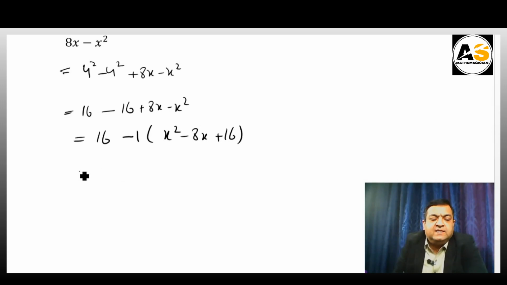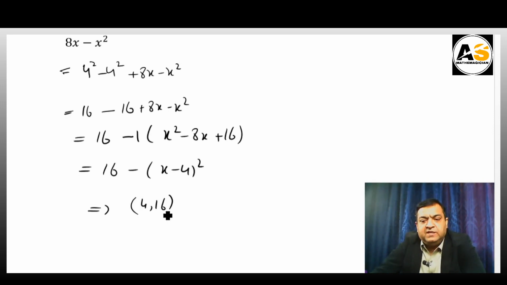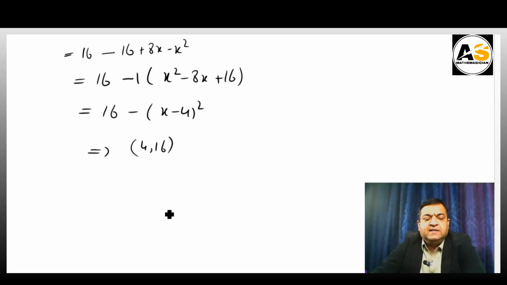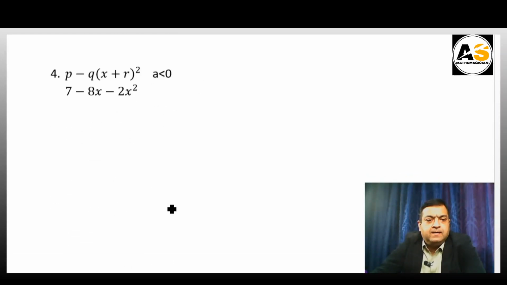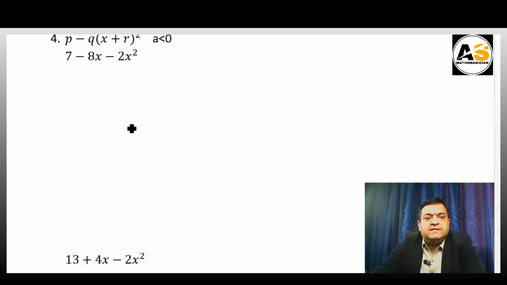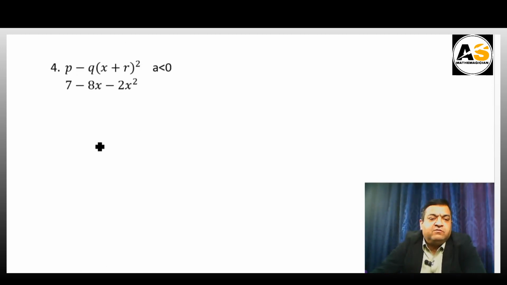Last 3 terms in this case will complete the square of x minus 4. So vertex will be (4, 16). When x is 4, y is 16 and you can understand now the value 16 is the maximum value. In the fourth case, A is again negative but it is any other number except minus 1. So in that case, what we will do?